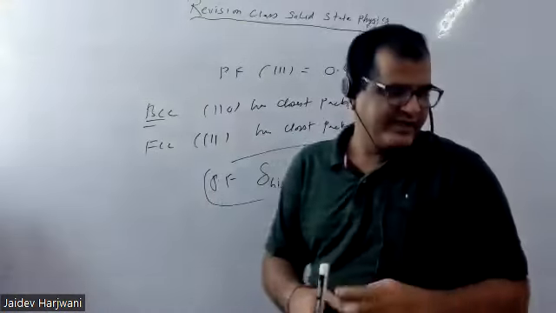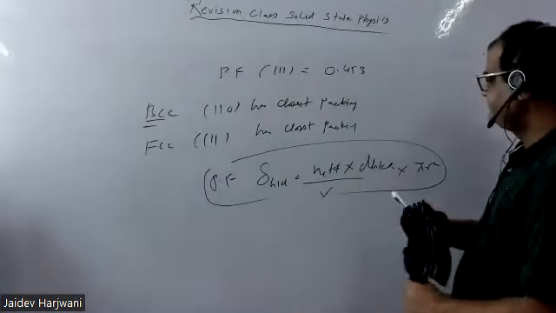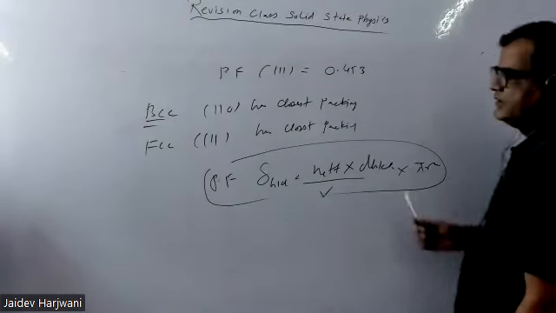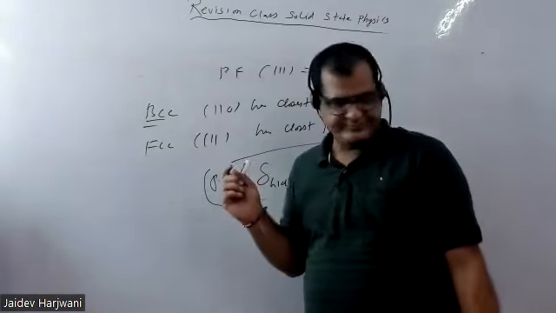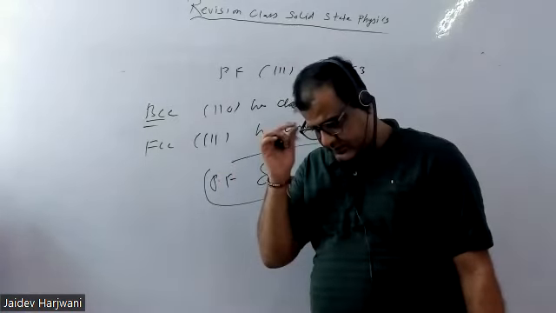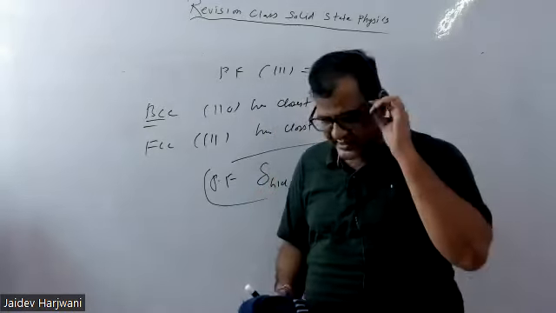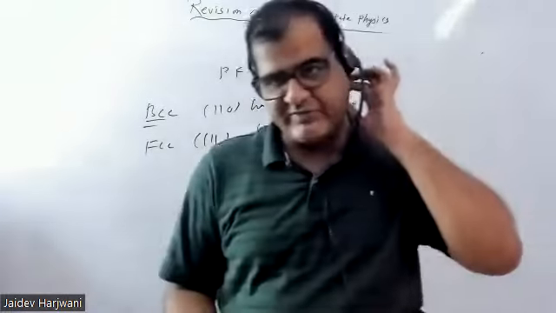The next is linear density. Is this clear, or should I do more? You remember the formula exactly? You can now calculate planar density for different crystals: simple cubic, FCC, and BCC.